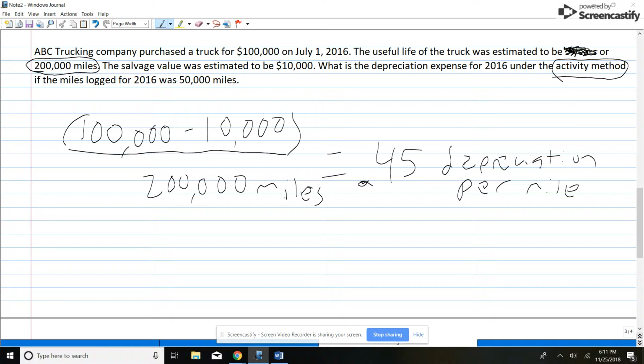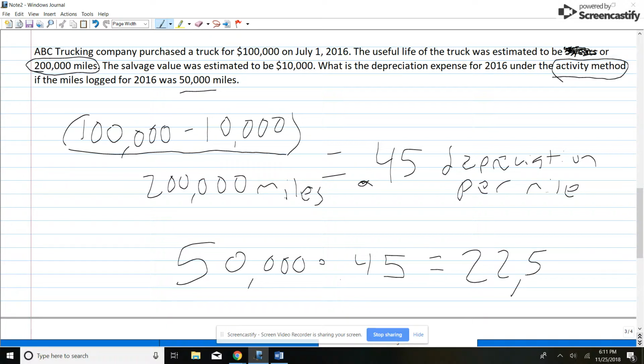All right. So now it says that in 2016 we used the truck for 50,000 miles. So again, depreciation per mile times how many miles we used it. So it's just 50,000 times 0.45. And we get 22,500. So then at the end of 2016, they would record a depreciation expense of 22,500 and accumulated depreciation of 22,500.